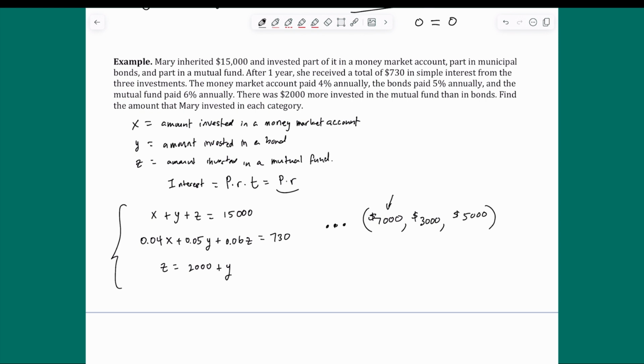Okay, so once again, that's the money market account. This was bonds, and this was the mutual fund. All right, that's it for this video.